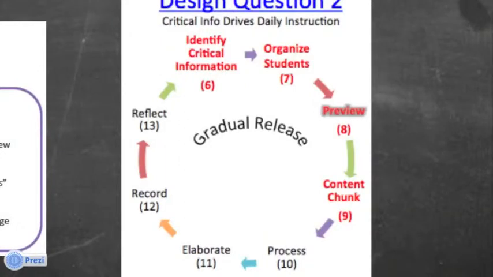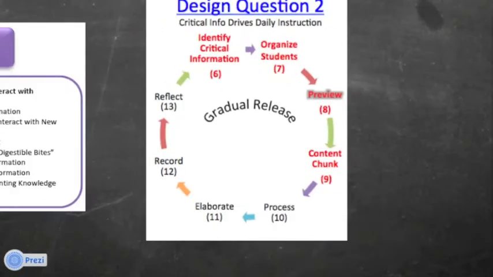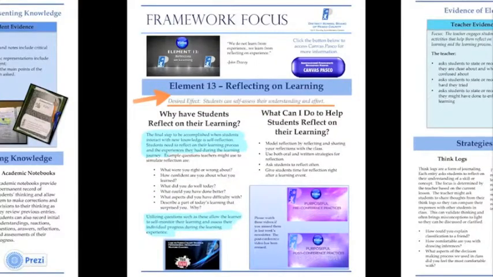Finally, we have reflect, which is element 13. Reflecting on learning. The desired effect is that students can self-assess their understanding and effort. This is the final step to be accomplished when students interact with new knowledge. Students need to reflect on their learning process and the experiences they had during the learning journey.